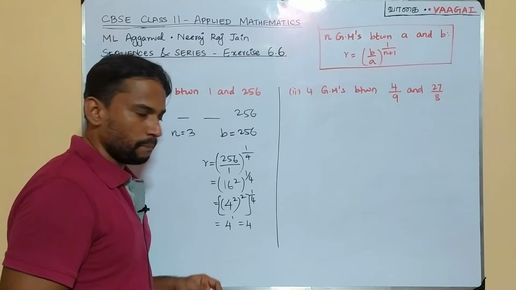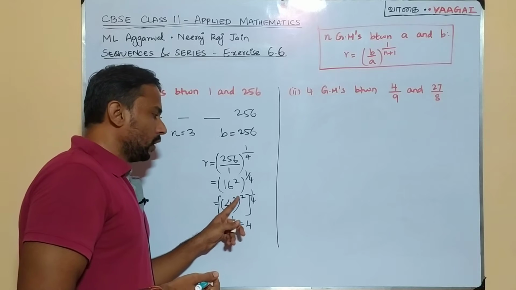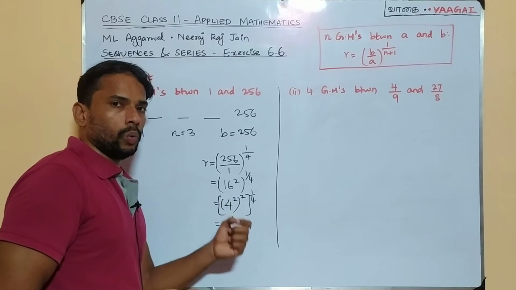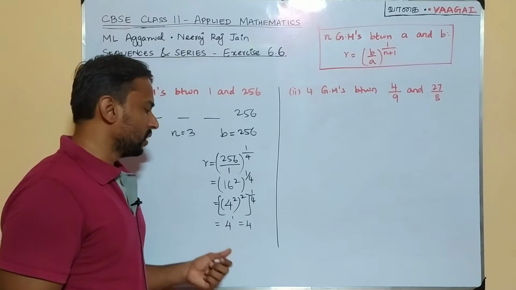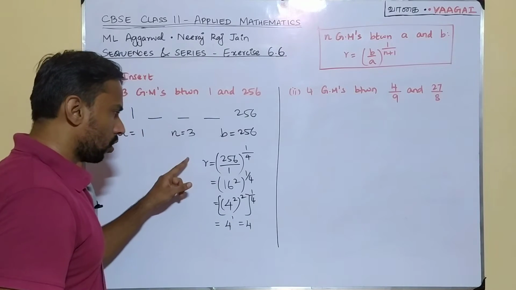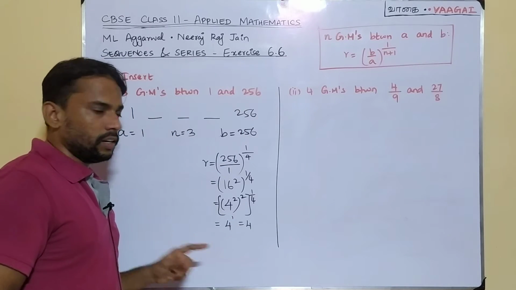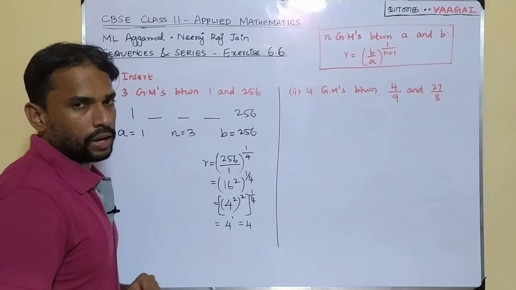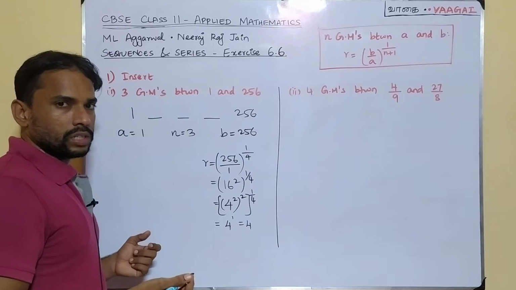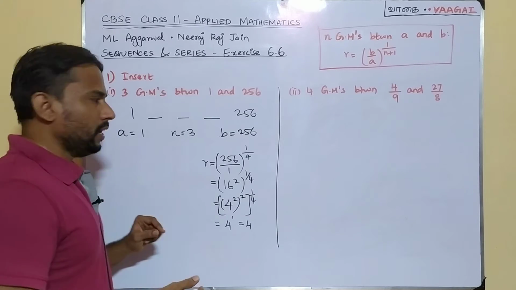Is it clear? Why? Because 4 power 2 into 2 into 1 by 4. What is 2 into 2 into 1 by 4? That's going to be 1. That means 4 power 1 is 4. So the common ratio of this GP is going to be 4. That's it. I think this is enough for us to tell what the geometric means are.